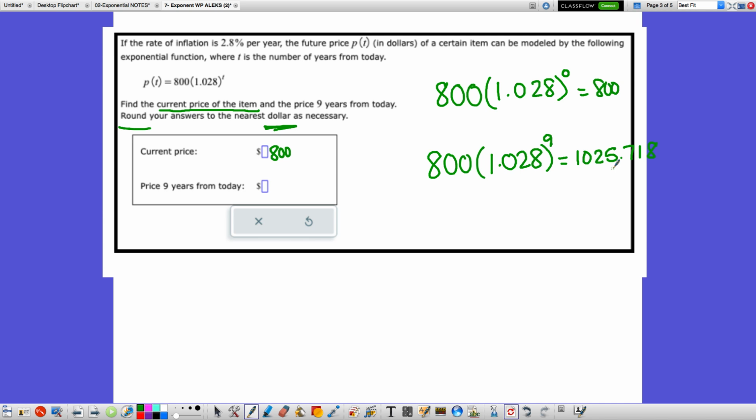So our dollar amount would be 5. Does the 7 round the 5? And the answer to that is yes. So this would be 1,026. Since 7 is bigger than the number 5, it would round the number in front of it up 1. Moving forward.